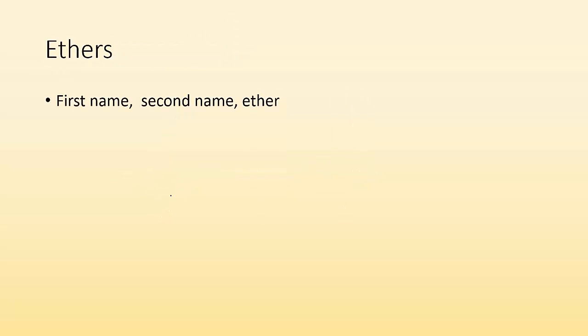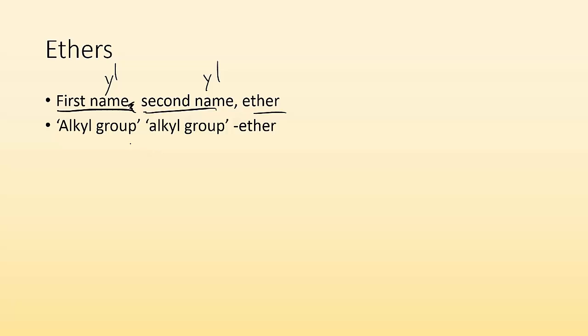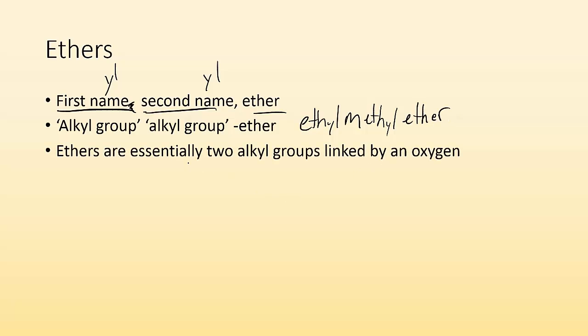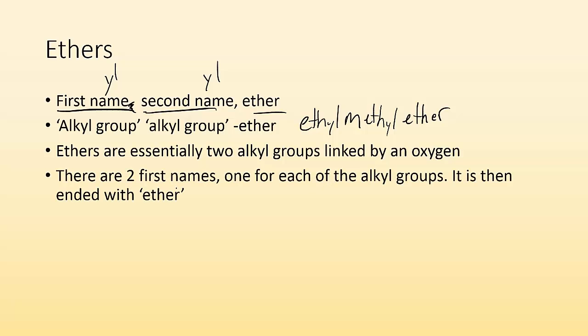All right, ethers. Ethers are a little different. You're going to have the first name, second name, ether. And both of these names are going to end in -yl because they're alkyl groups. So alkyl group, alkyl group, ether. An example would be ethyl methyl ether. All right, so ethers are essentially two alkyl groups that are linked by an oxygen. So there are two first names, one for each of the alkyl groups, and then it ends with the word ether.